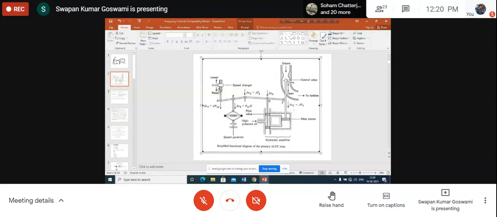Say initially the generator was rotating at synchronous speed, so B was at a predetermined position. The movement of oil was not there. This position is fixed. Here it is closed at steady state; also, this is closed at steady state. Remember that steady state means there will not be any movement of oil in the hydraulic amplifier, and both the openings will be closed by the pilot valve, and the main piston also will be fixed at a position.